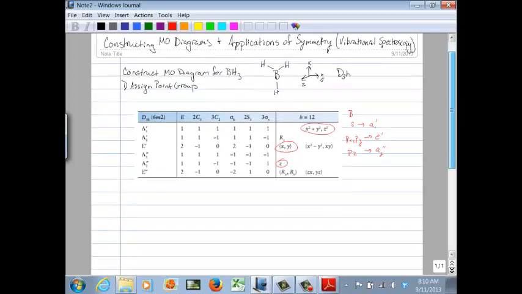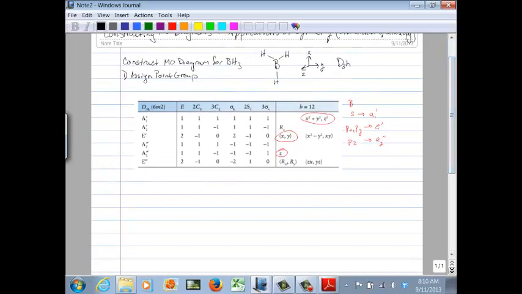All right, so we know the point group. Now the second step is to predict the number of SALCs.